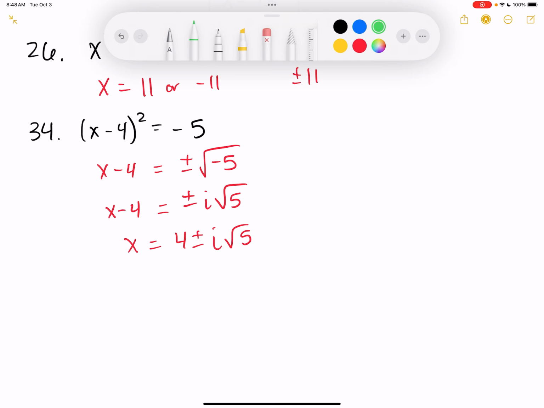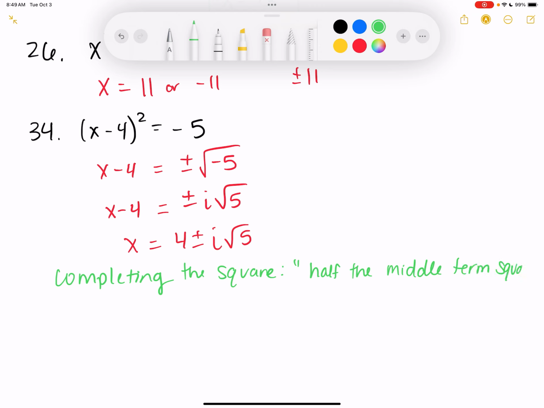My phrase for completing the square, or what I'm going to say over and over again, is half the middle term squared. So the middle term is our x term, and that's what has a number with it. So, number 38, we have x squared minus 7x plus 12 equals 0.